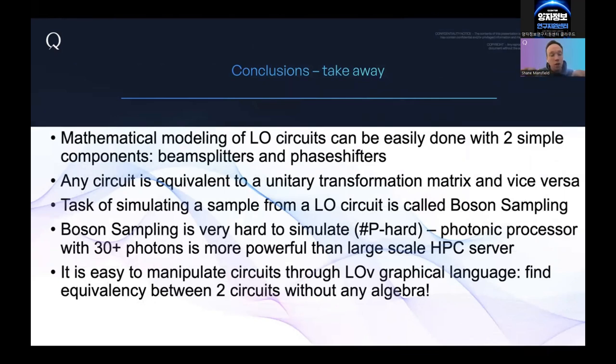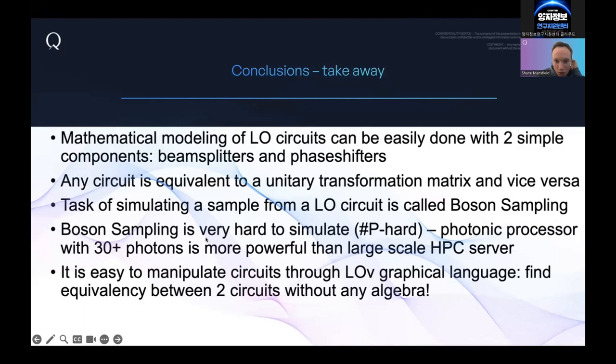We can do modeling of linear optical circuits with two simple components. We've talked about beam splitters and phase shifters. You can essentially build up everything from those. I did say there were polarization components as well, but you can always transform the polarization degree of freedom into a spatial one. And in practice, that's what we tend to do anyway when we work with linear optics on chip. We've seen that any circuit is equivalent to a unitary transformation and vice versa. So any unitary transformation can also be equivalent to a circuit.